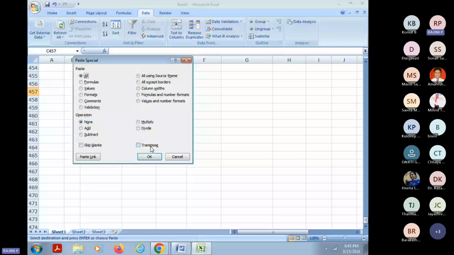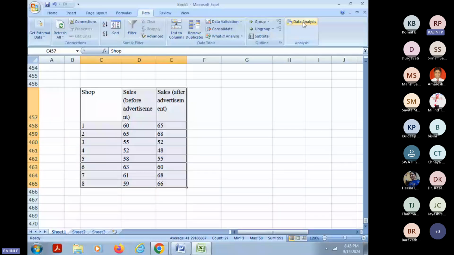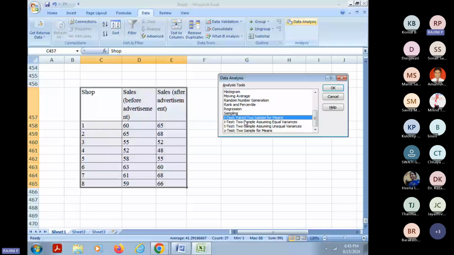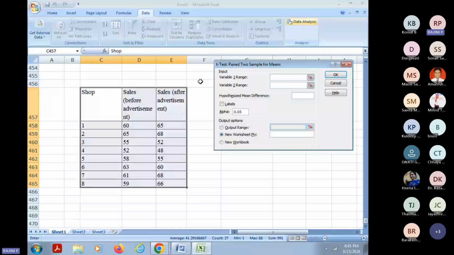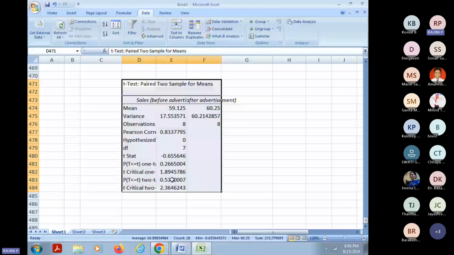So now you just see, this is the data. How can we do that? Go to Data Analysis, and here you can see t-test: Paired Two Sample for Means. Variable 1 range is before advertisement. Variable 2 range is after advertisement. Hypothesized difference 0. Click on labels. Click on output range, then select some area, then okay. Now this is the conclusion. Here, what is the p-value? The p-value is more than 0.53.